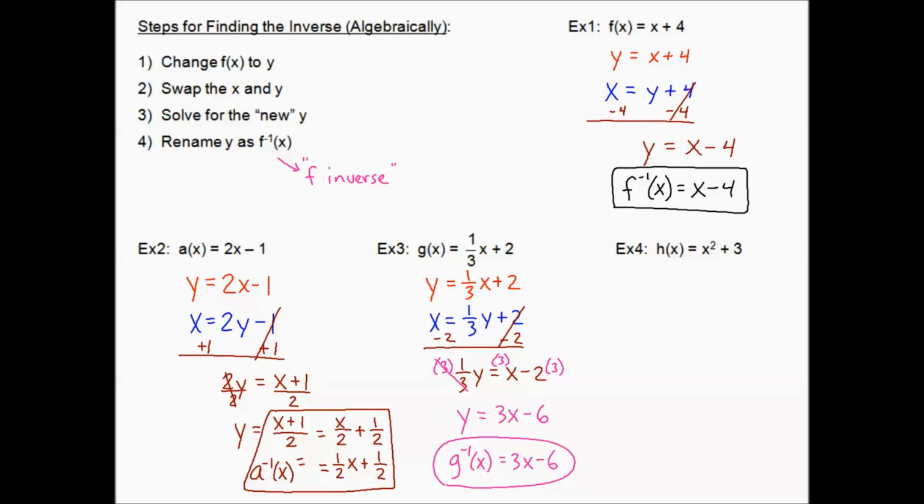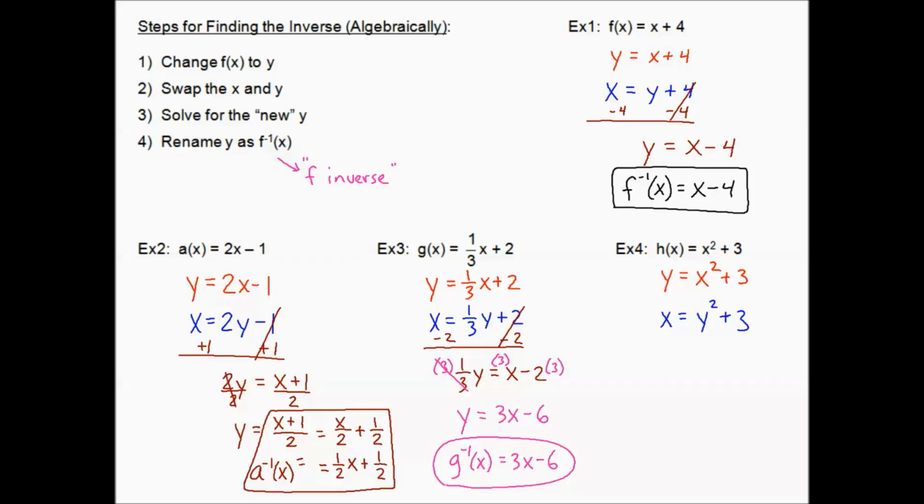And let's do our final one. We've got h of x now. Okay, change it to a y. It's just easier to deal with a y rather than the symbol h of x. Take the x and the y and swap them. So the y becomes x and the x becomes y. The squared is still there, the plus sign is still there, the 3 is still there. We just changed x to be a y. That did not do anything to the exponent.